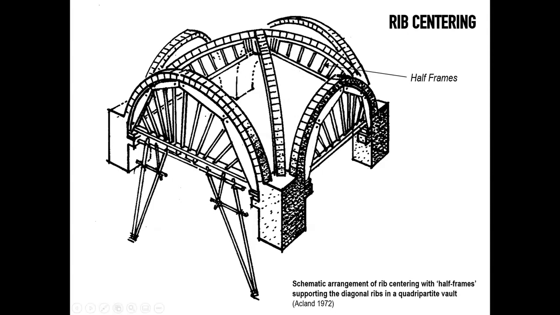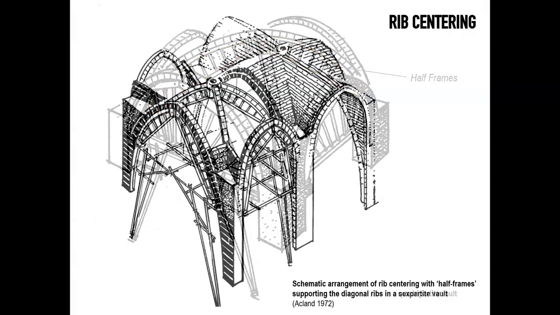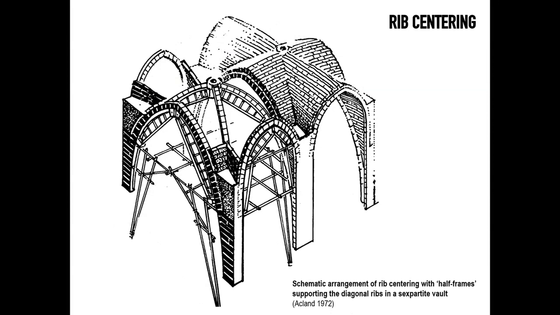So in order to do so, there would have been some frames set up first to support the ribs themselves. You can see here in this representation, you might have had some half frames coming together, then joining under the ground, and these frames would be supporting the diagonal ribs in both directions. Then other frames and centerings would have been put in place to support the transverse and the wall ribs. Now, that was an example of a quadripartite vault, fairly square, although as we saw, the quadripartite vaults were very often more rectangular for the reasons we discussed.